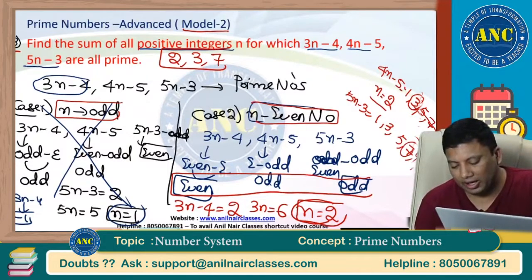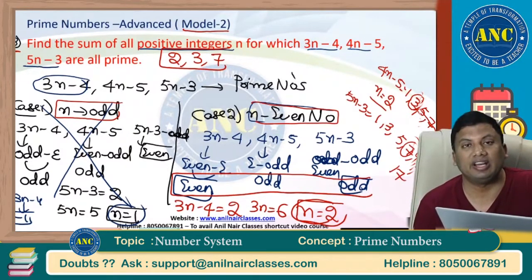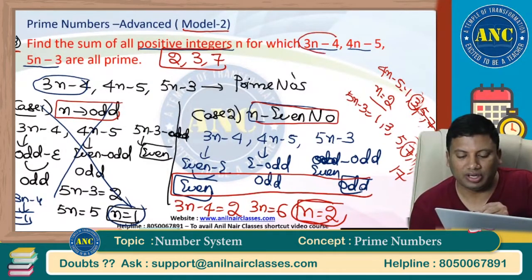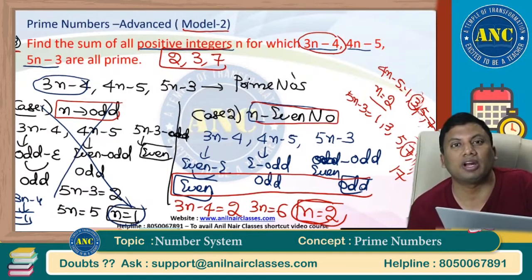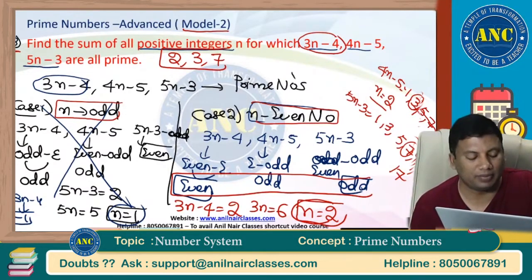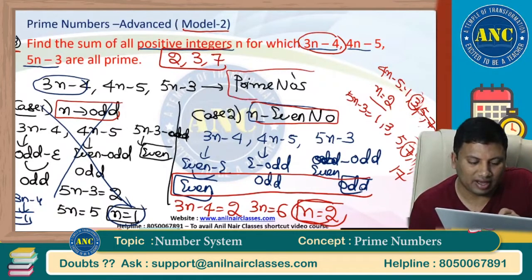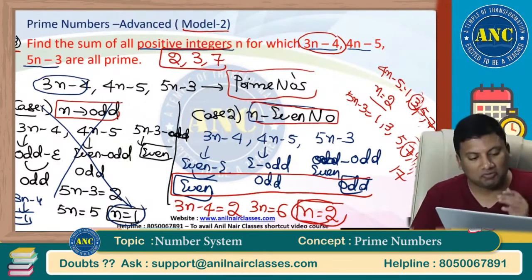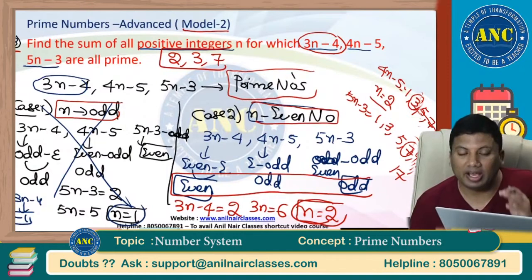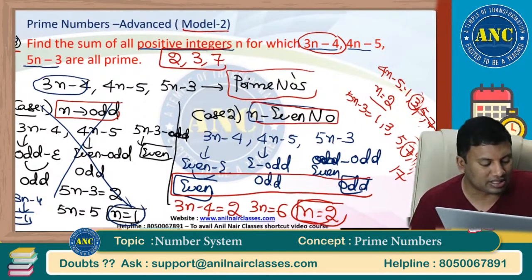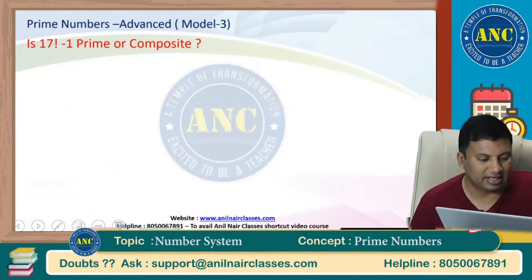Next one, you might get this doubt: 9, 11, 13, 15 and 17. 5n minus 3 is 17, so the n value is 4. If n is 4, 3 4s are 12, 12 minus 4 is 8. 8 is an even number, but it is not a prime number. All the three values should be prime numbers. Very, very good, high quality questions we are going to discuss in the class. I hope the idea is clear.